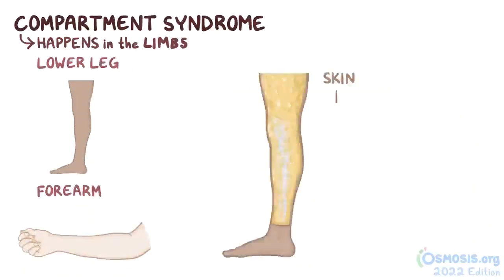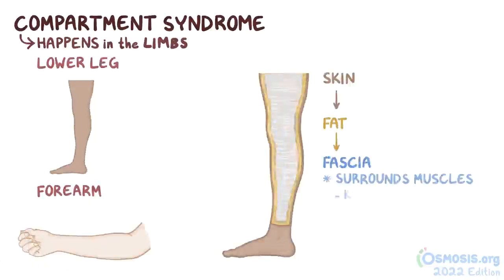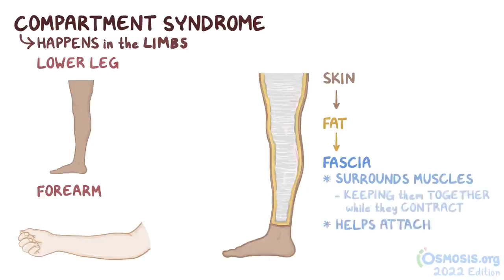Now, if we remove the skin and then we remove the fat from the lower leg, we would uncover the fascia. Fascia surrounds the muscles, keeping them tightly together while they contract to move the limb, and it also helps attach these muscles to the bones.